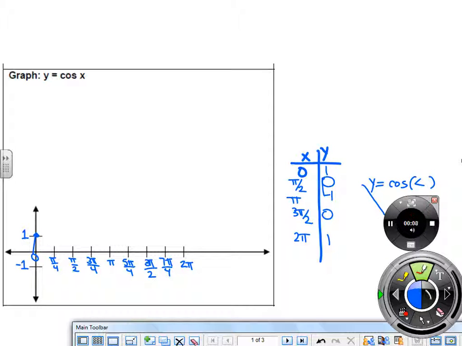Okay, so we plug in the points for the cosine graph. We plot those. So at 0, we have a point at 1. At pi over 2, it's at 0. At pi, it's at -1. At 3 pi over 2, it's at 0. And at 2 pi, it's back at 1. So basically, we get a curve like this. Okay?